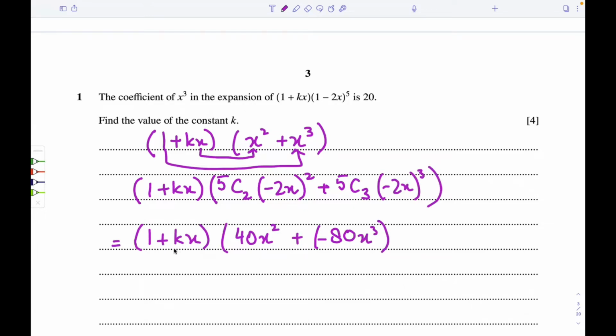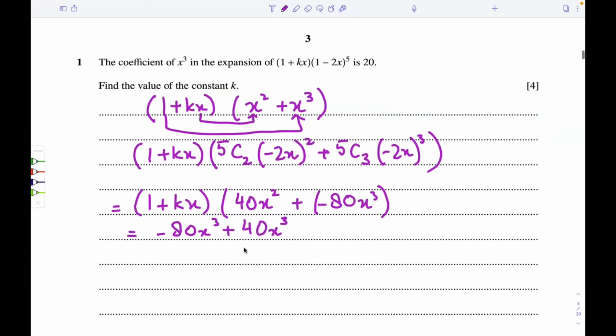Now multiplying 1 by −80x cubed, we get −80x cubed, and multiplying kx by 40x squared, we get positive 40x cubed. We have a k as well, so this will become 40k x cubed. Now we know that the coefficient of x cubed can be written as −80 + 40k, and this equals 20. So we put it as −80 + 40k = 20.